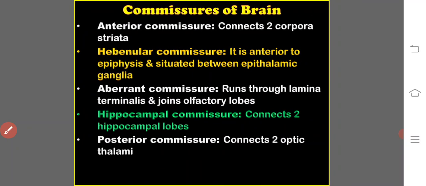Commissures of the brain of the calotes. There are different kinds of commissures, namely number one, anterior commissure. It is a wide transverse tract of nerve fibers connecting the two corpora striata. The corpora striata are present in the cerebral hemispheres. So the anterior commissure is present there.